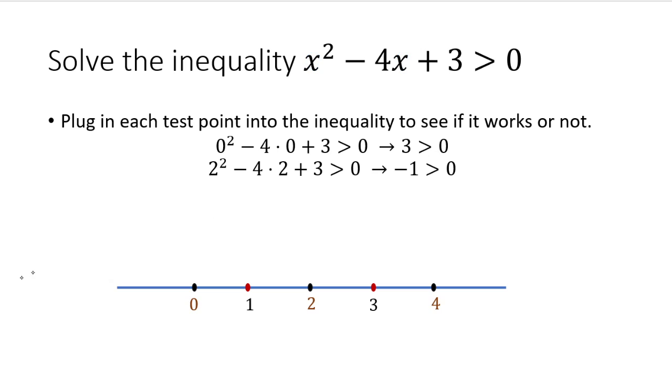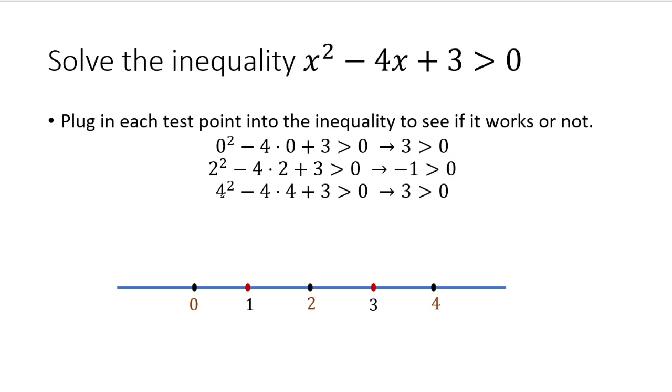But if you plugged in the second test point, which is 2, and you plug it in here and here, you get 2 squared is 4. 4 minus 8 is negative 4 plus 3. You get negative 1 bigger than 0. And that's wrong. It's not true, right? And then you also do that again for 4. You plug in 4, and this time you get 3 bigger than 0. So you know that this is good, this is good, this is no good.